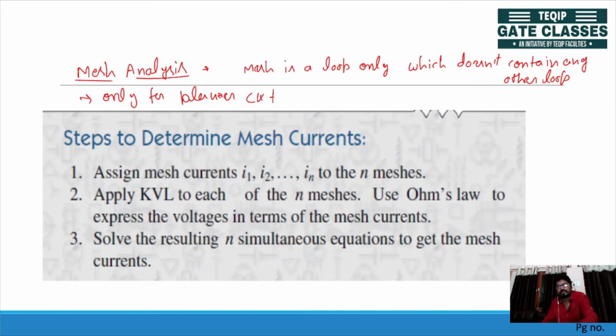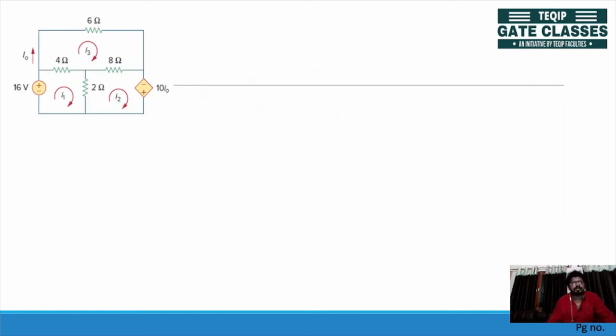Okay, so let's take an example. Here we have a circuit, we have three meshes. Let's say this is mesh 1, this is mesh 2, and this is mesh 3, and we have assigned currents in all meshes, I1, I2, I3. You can randomly assign anything, anti-clockwise or clockwise. Suppose the question is this, you have to find this I0. Okay, the question can be anything. If you want to apply mesh analysis, first you have to calculate these mesh currents using mesh analysis, then we can calculate anything the question asks.